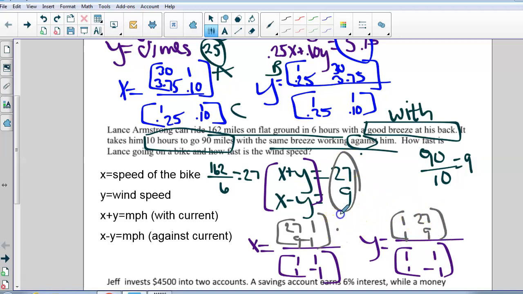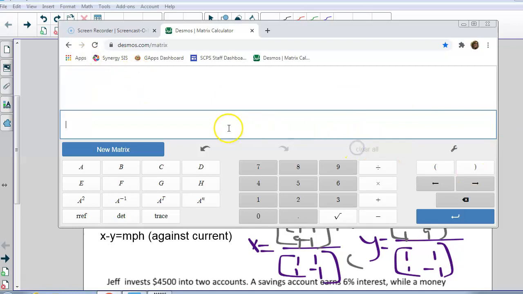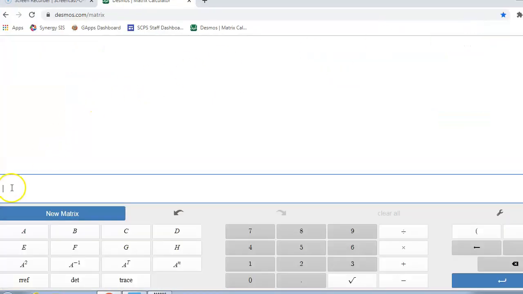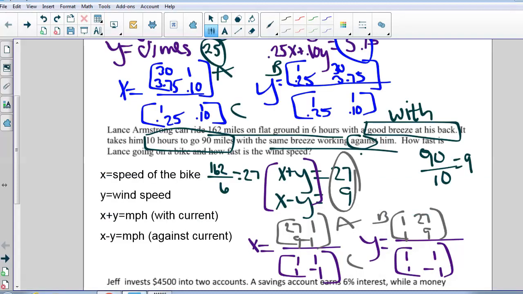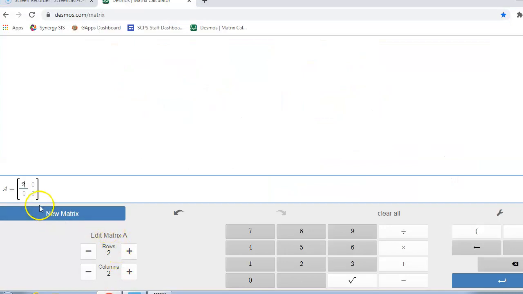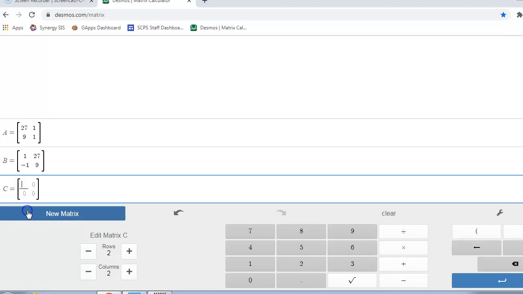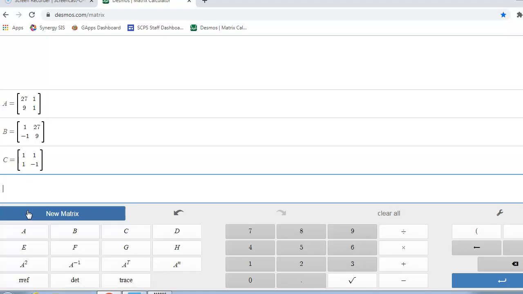I now have all the information I need, A, B, and C, to go solve a matrix. So I'm going to clear this all out. I'm going to have a new matrix. My A matrix is 27, 1, 9, and 1. My B matrix is 1 with negative 1, and then 27 and 9. And my C matrix is 1 and 1, 1 and negative 1. To solve for the speed of the bike, I am going to type in DET of A divided by DET of C.